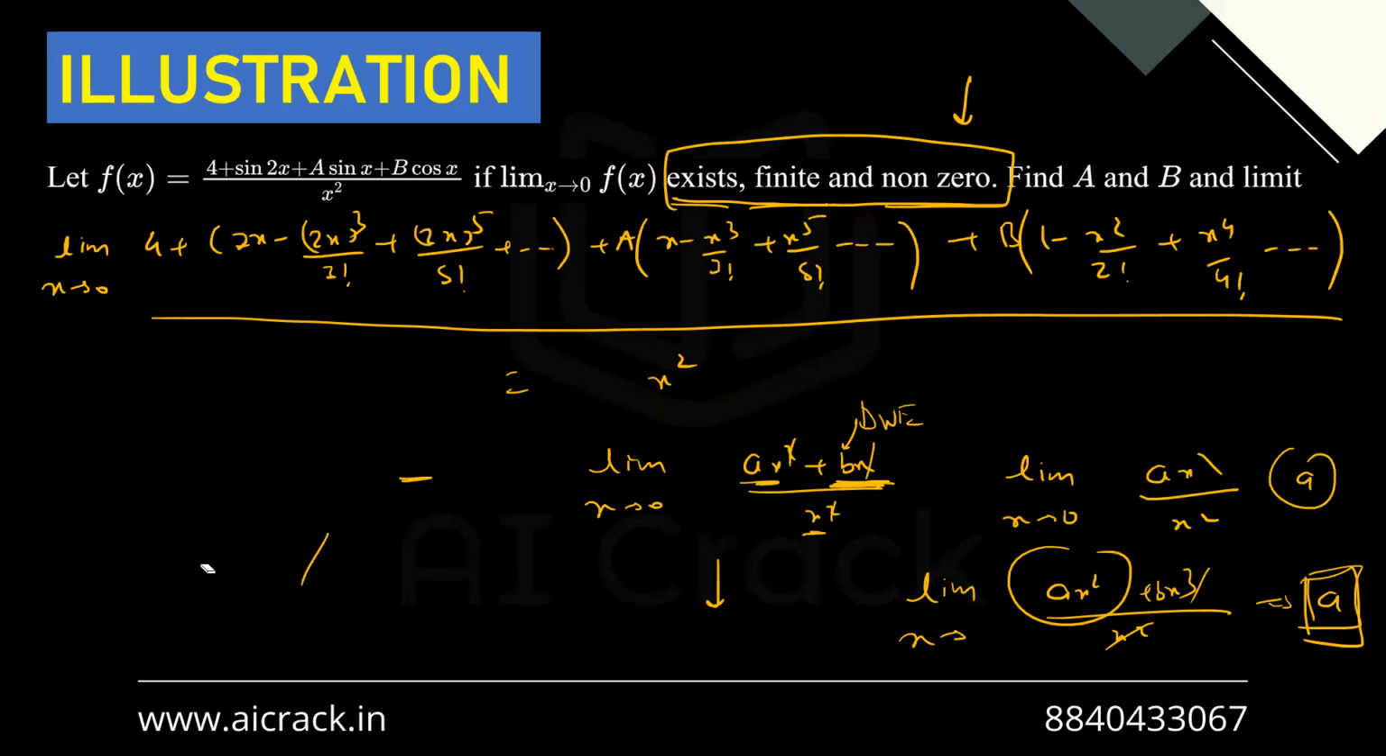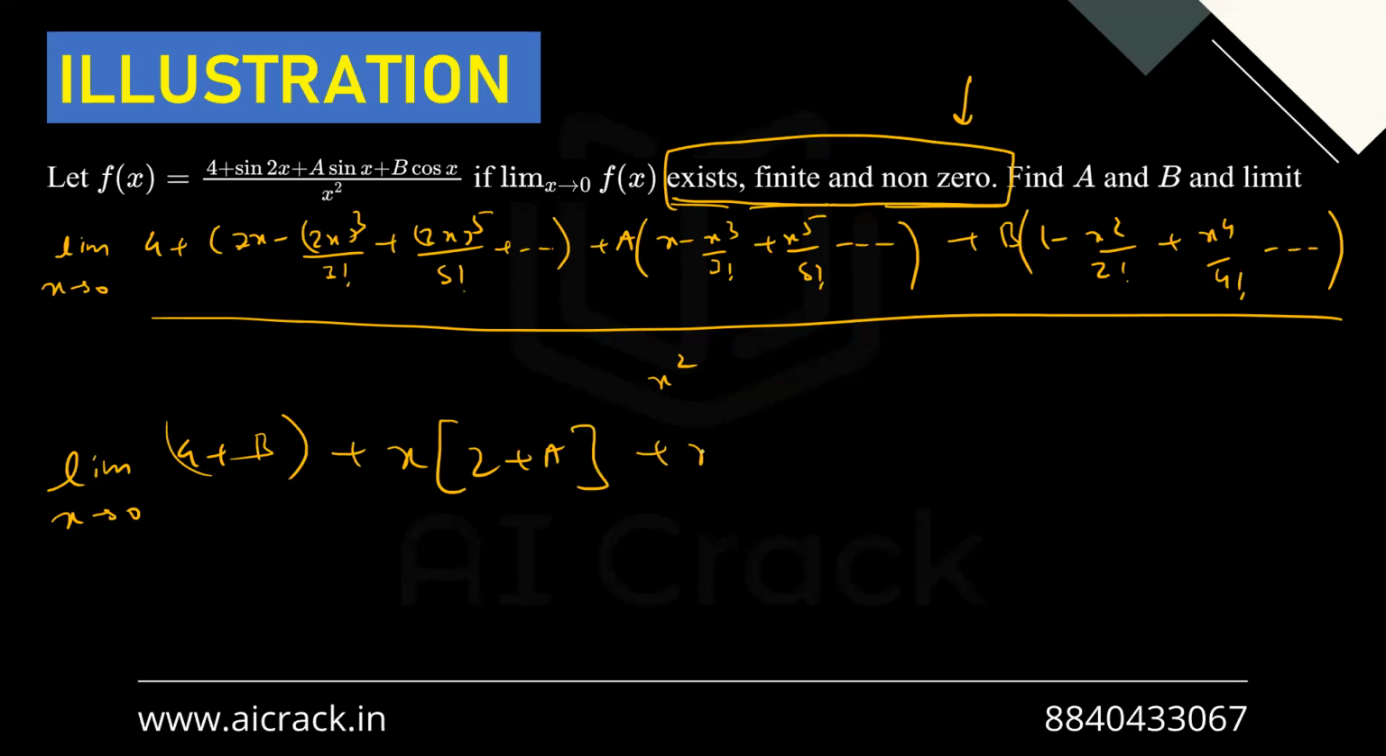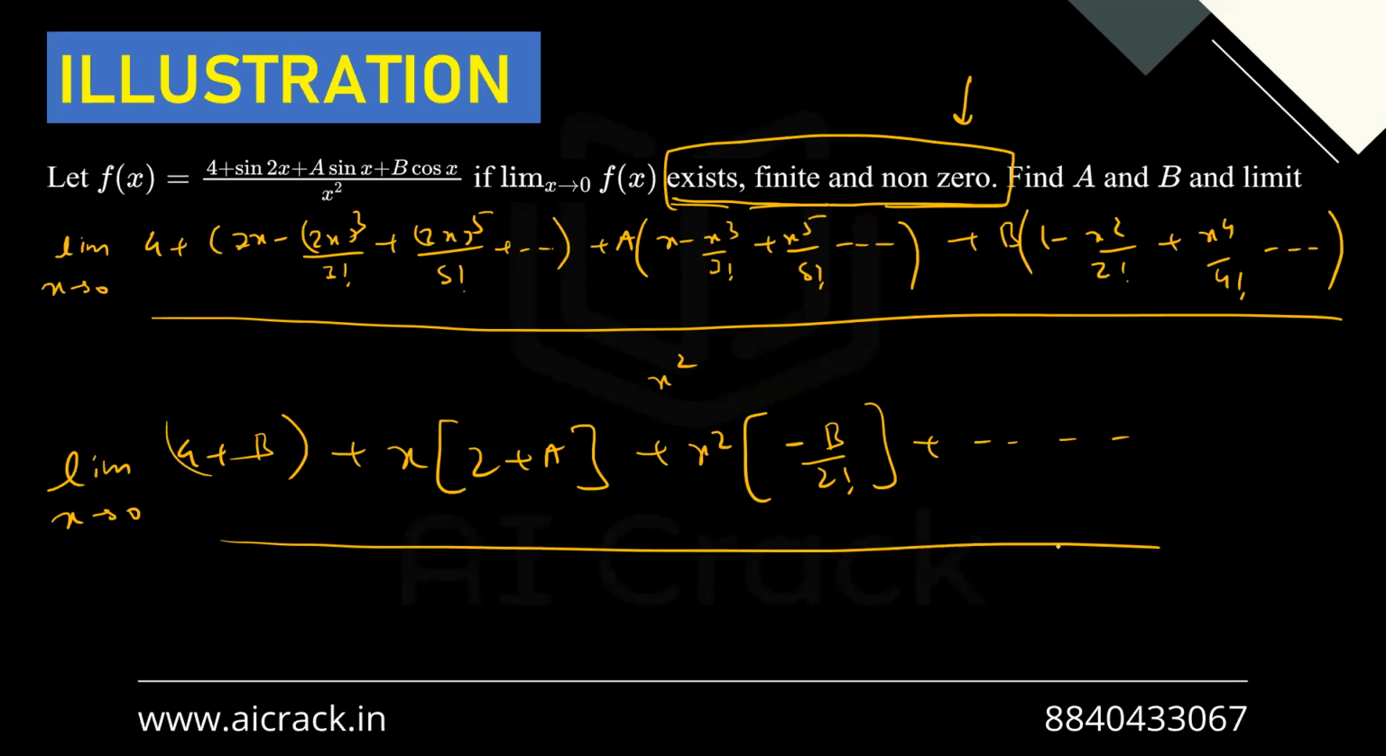Now that we have understood this, let's proceed with this one, limit x approaches 0. The constant term over here is 4 plus b from here, right? And the linear term over here is 2x from here. If you write x over here, 2 from here and a from here, and I don't think we have other linear terms over here. Okay, if we talk about x square, then we don't have an x square term over here, we don't have an x square term over here, and we have minus b by 2 factorial over here. Okay, and then we have higher degree terms, divided by x square.